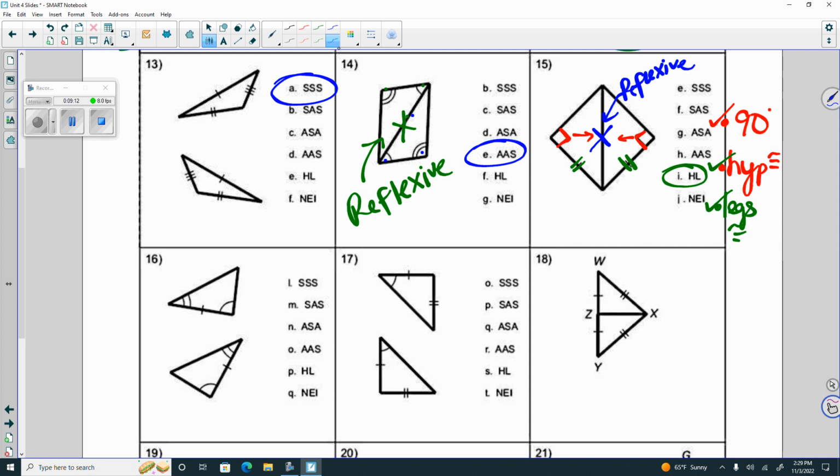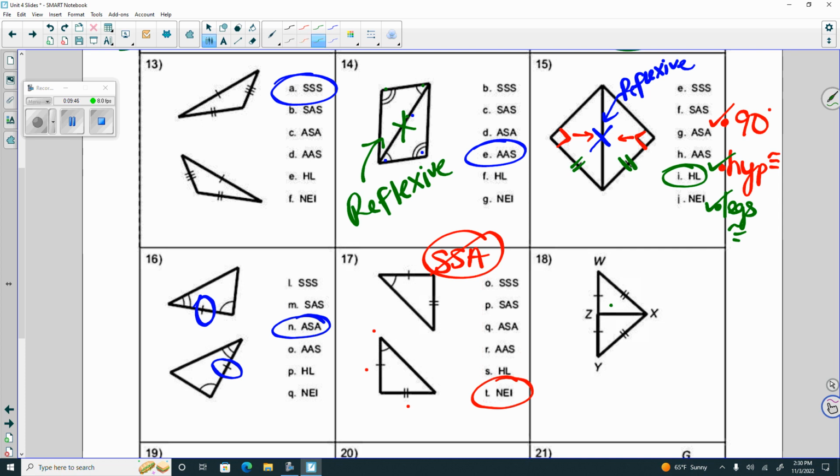Number 16, you should notice we have a side between 2 pairs of angles that are congruent. So that means we have angle, side, angle. So that's a side between those 2 angles. Then here, number 17, this is not enough information, because this is side, side, angle, side, side, angle. That is not a way to prove that triangles are congruent. That is not one of our categories.